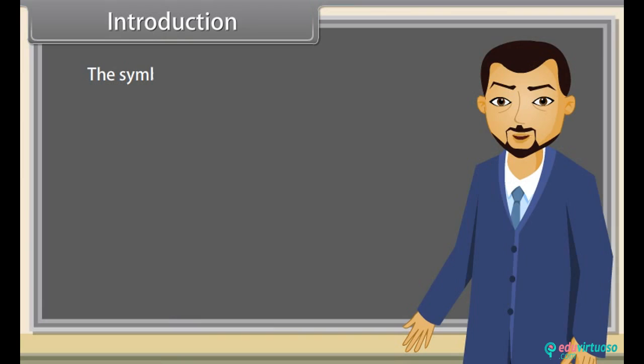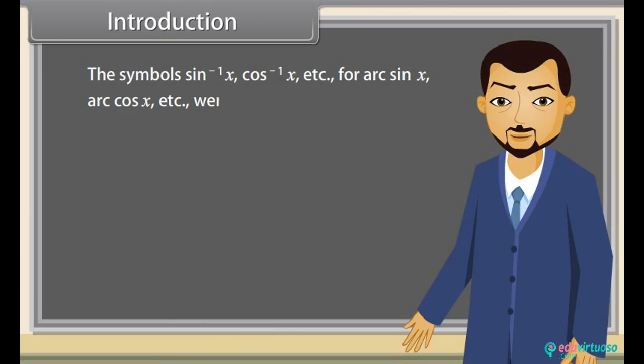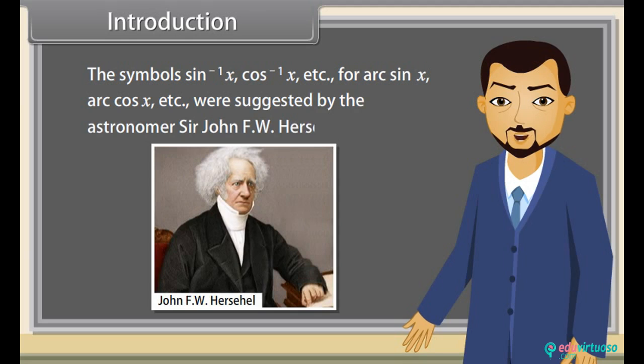The symbols sine inverse x, cos inverse x, etc., for arc sin x, arc cos x, etc., were suggested by the astronomer Sir John F. W. Herschel, 1813. Now, come, let's learn about inverse trigonometric functions.